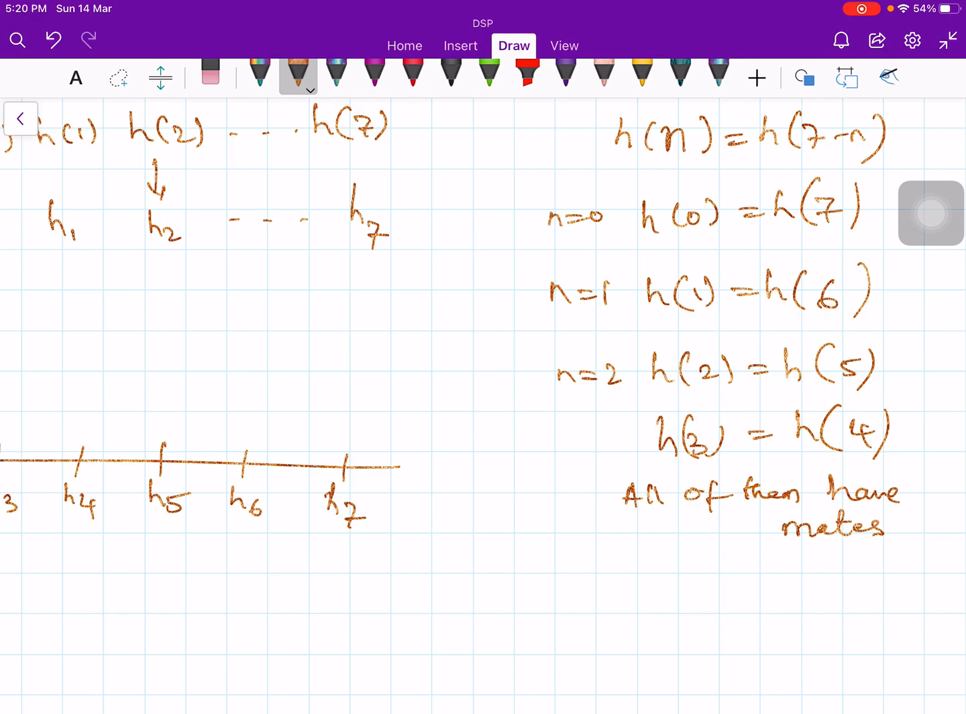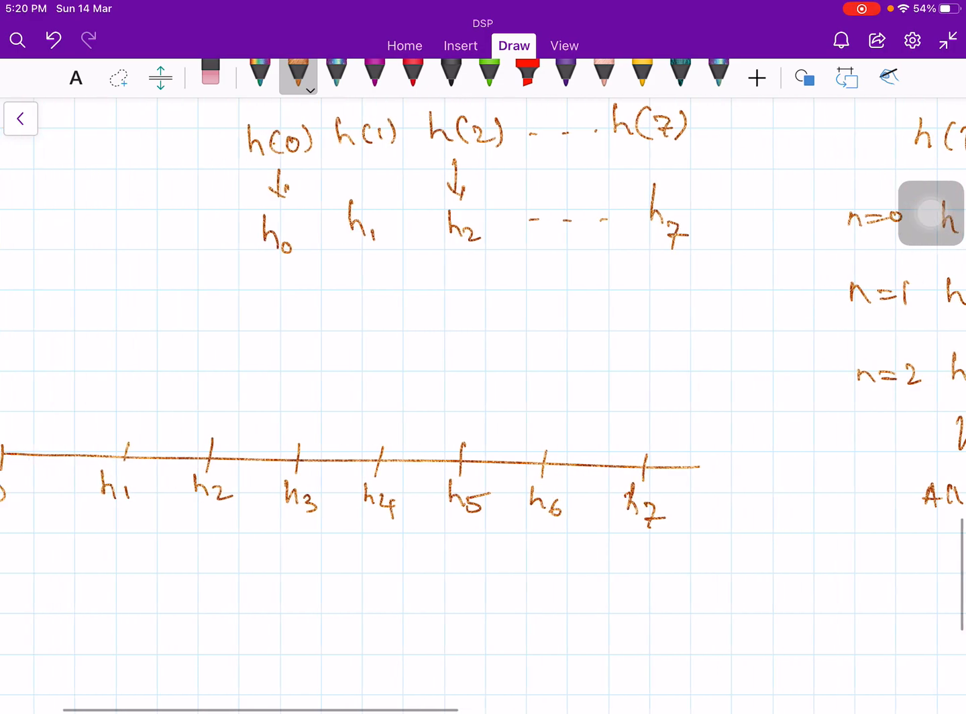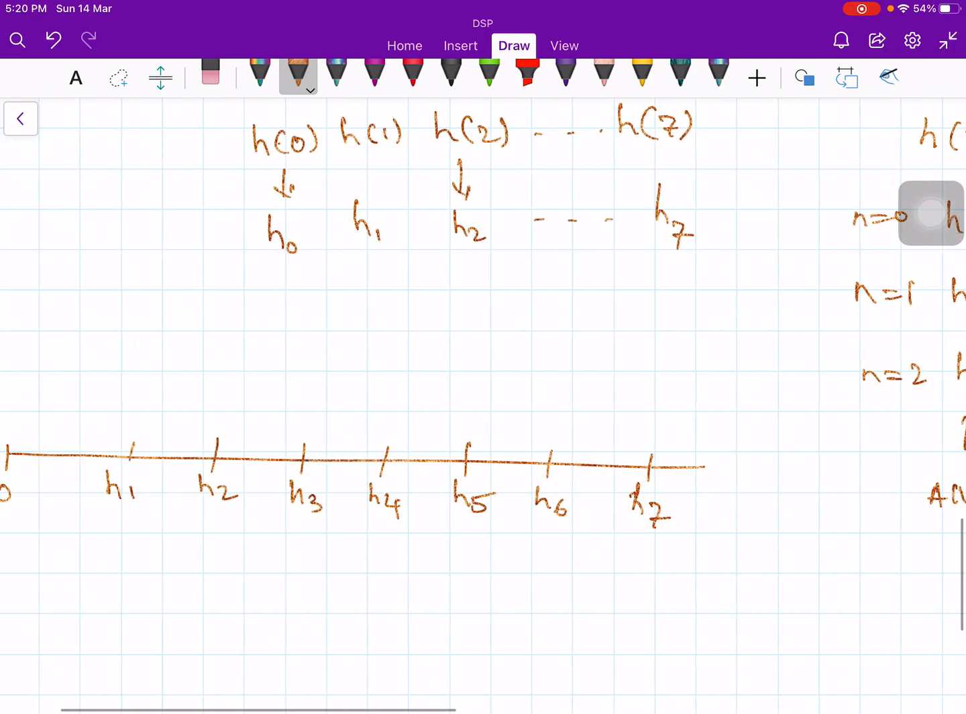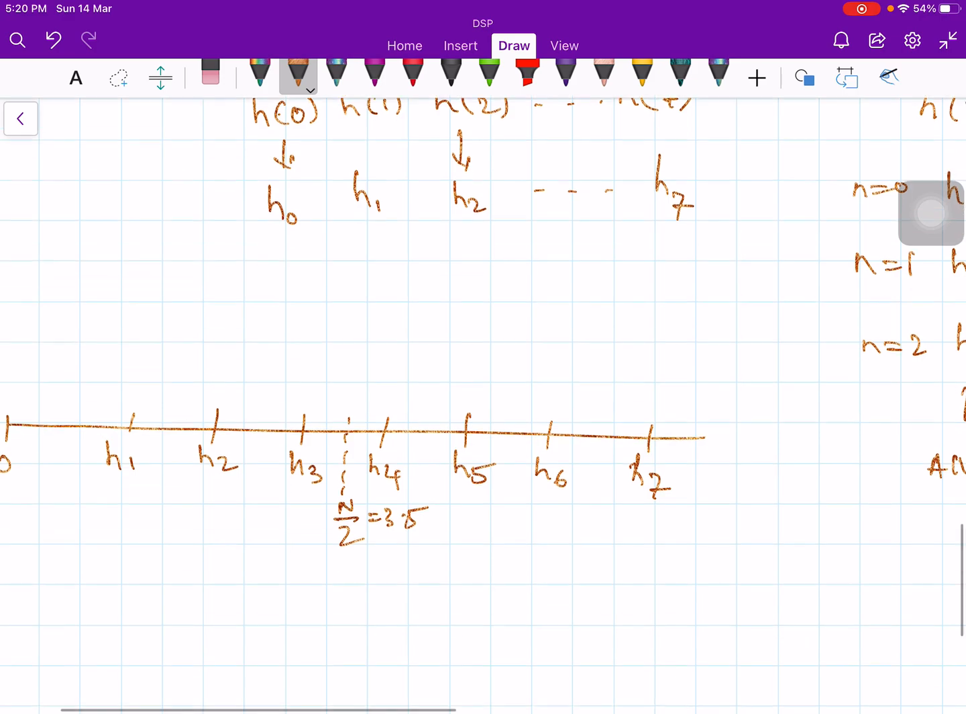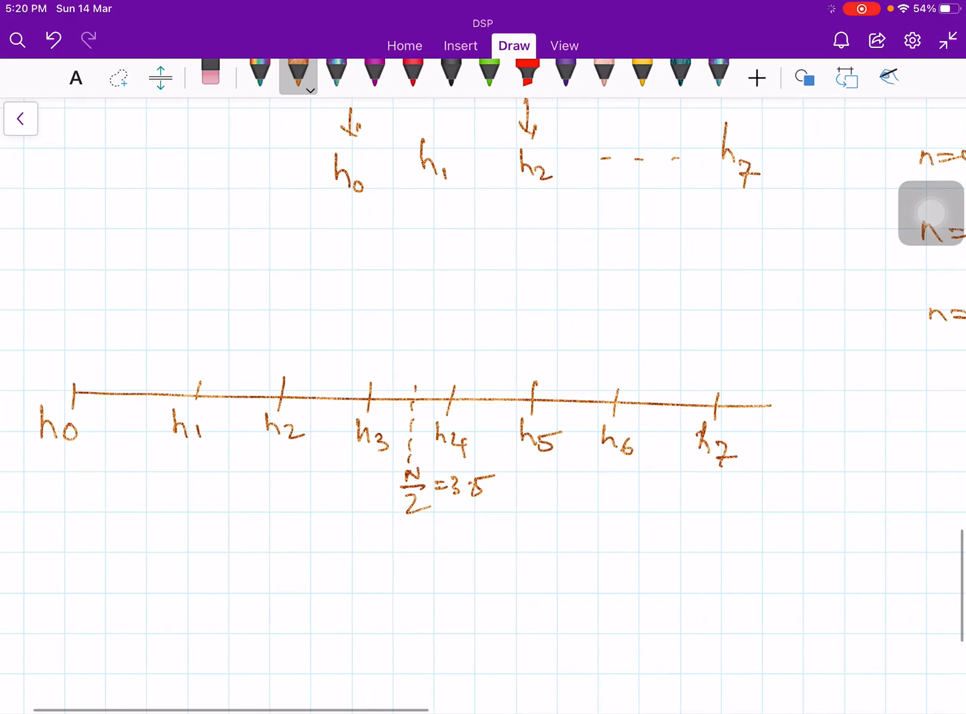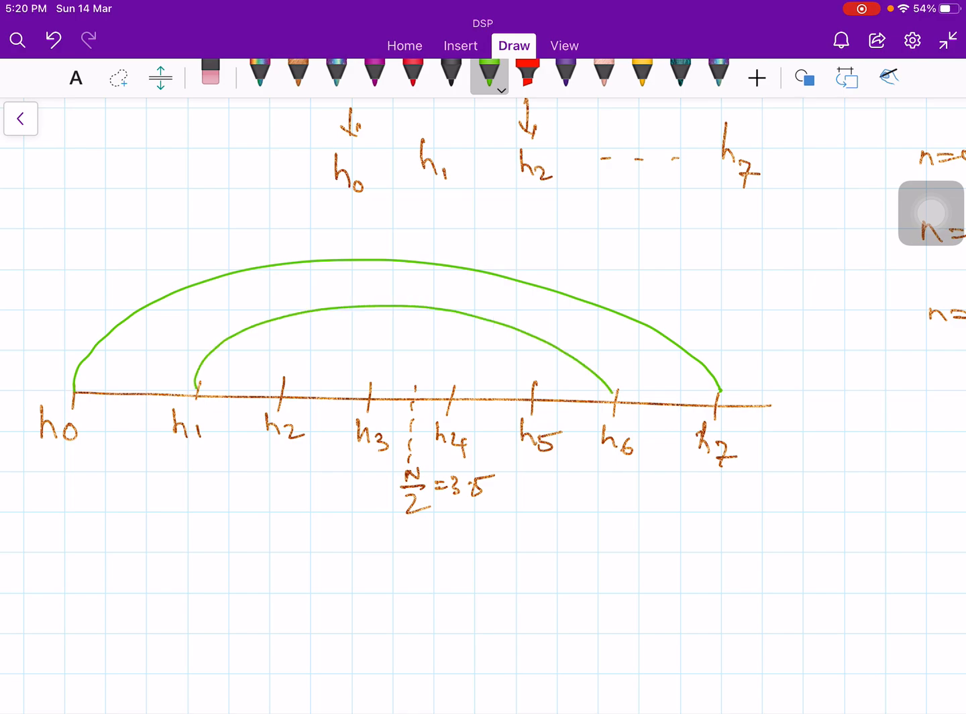So symmetry is around N by 2, where N is 7, so N by 2 is 3.5. Symmetry is at this point, this is N by 2, that is 3.5. That means your h0 is paired with h7. 0 and 7, 1 and 6, then 2 and 5, and 3 and 4. So all of them have pairs.